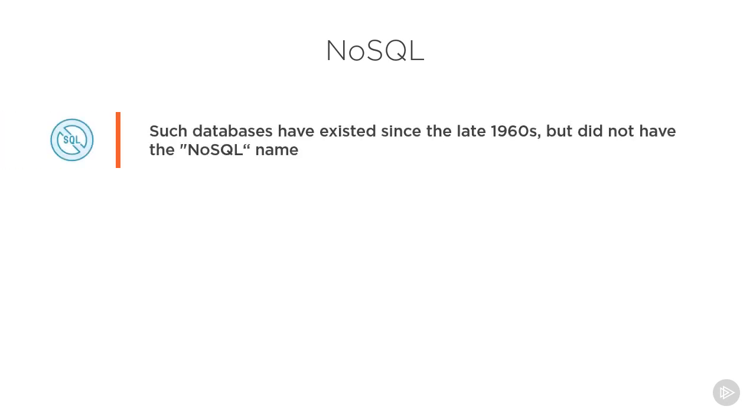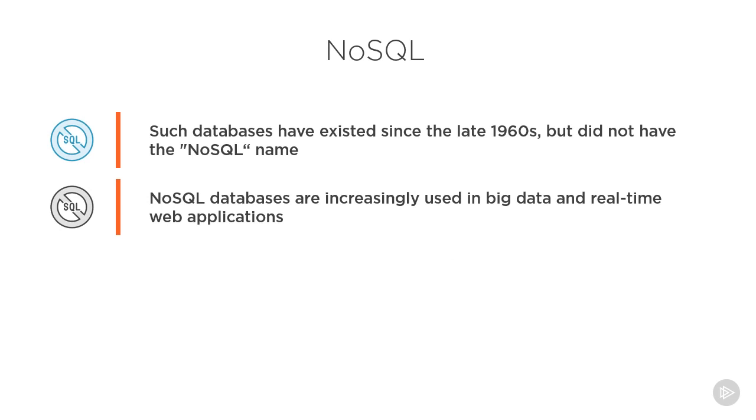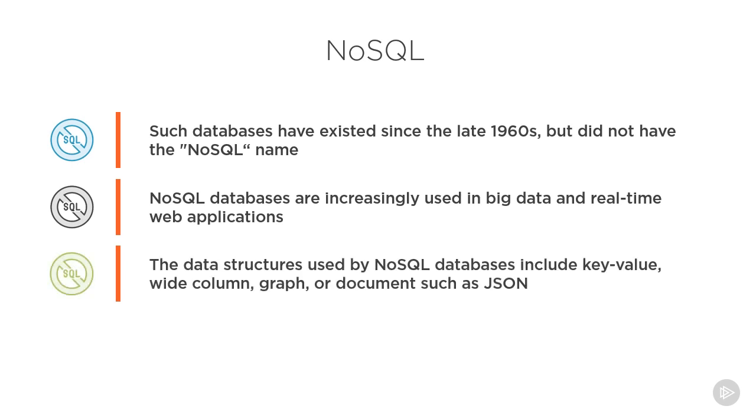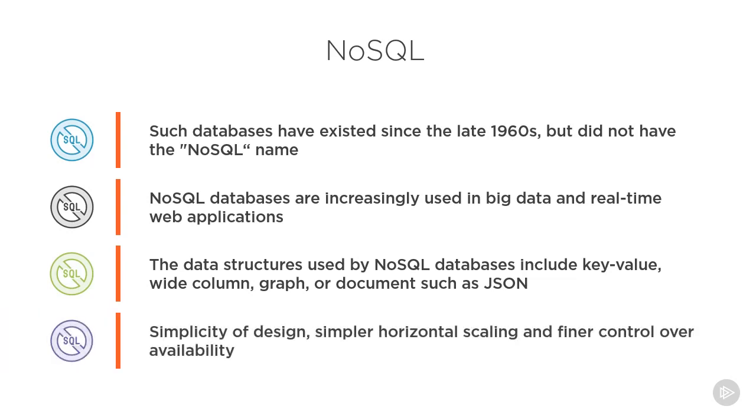Such databases have existed since the late 1960s, but didn't have the name NoSQL. NoSQL databases are increasingly used in big data and real-time web applications. So the data structures used by NoSQL databases to store data include key values, wide columns, graphs, or documents such as JSON documents. So NoSQL database architecture allows simplicity of design, easy horizontal scaling, and finer control over availability.